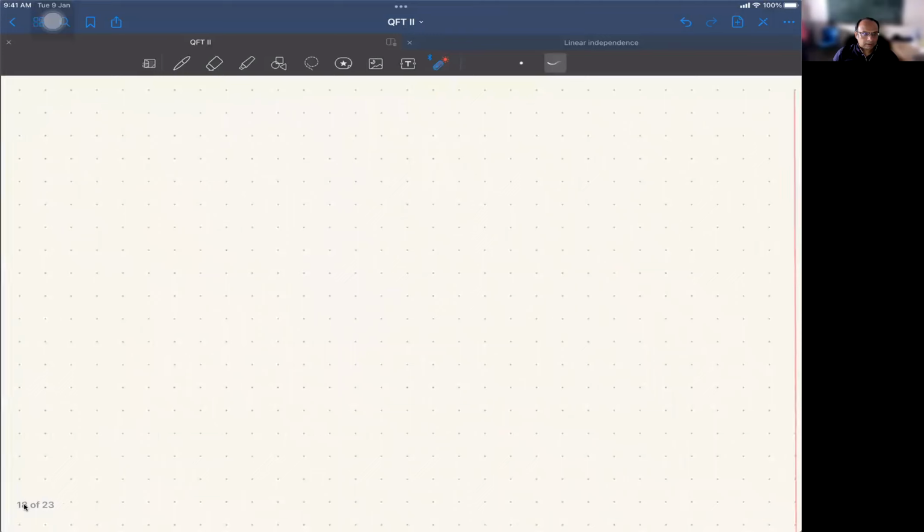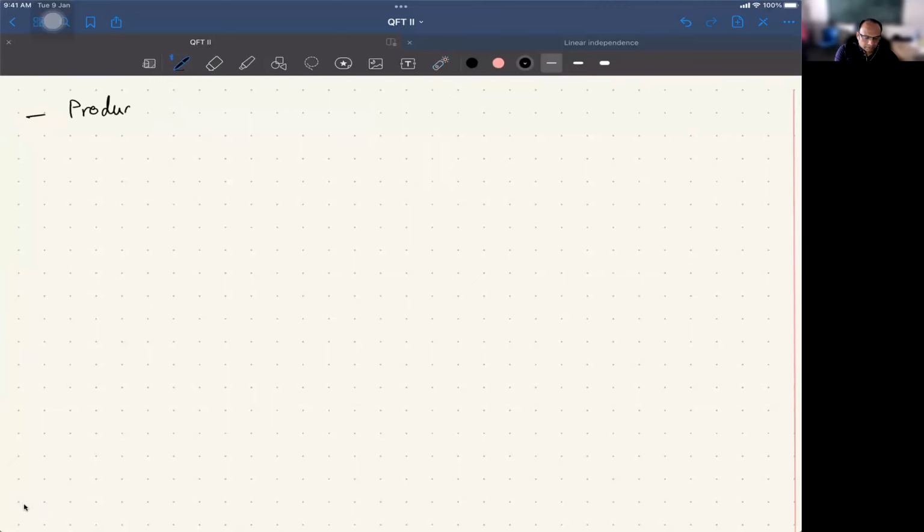So let us take the product of two insertions, say x(t) and x(t prime). You are inserting two x's at two different times.